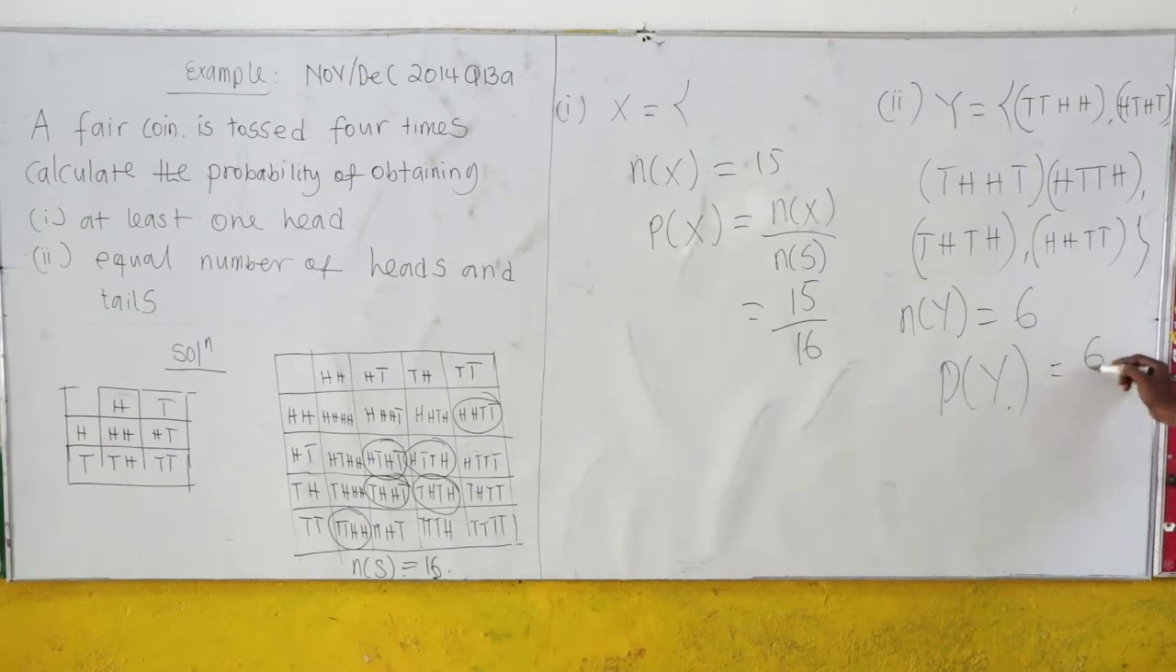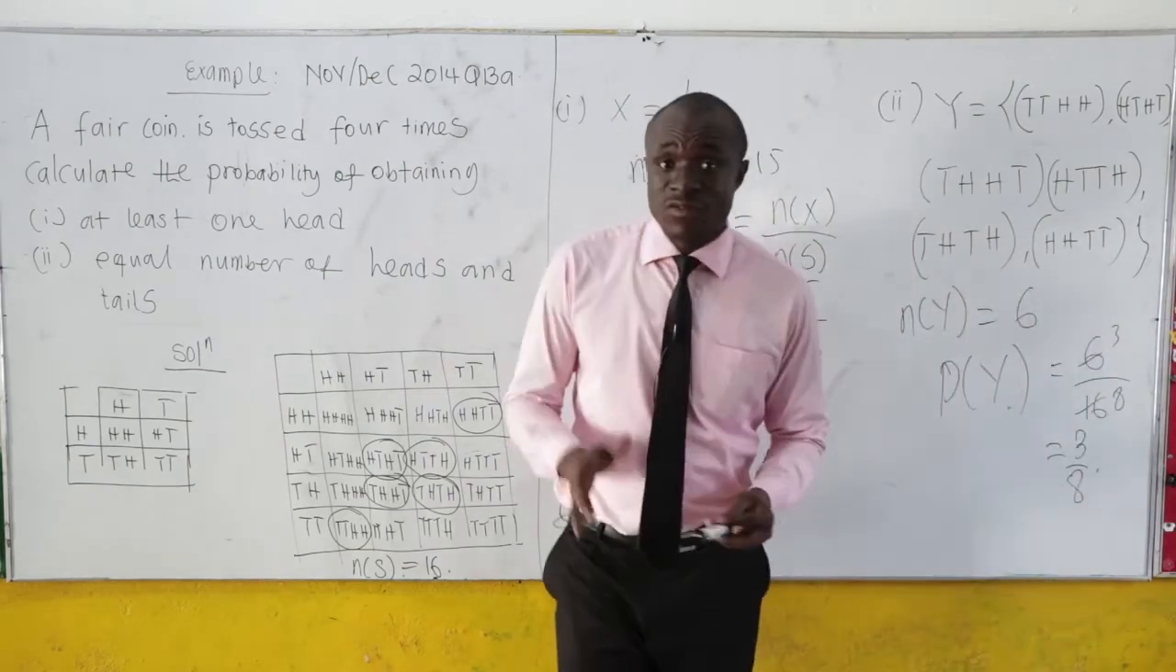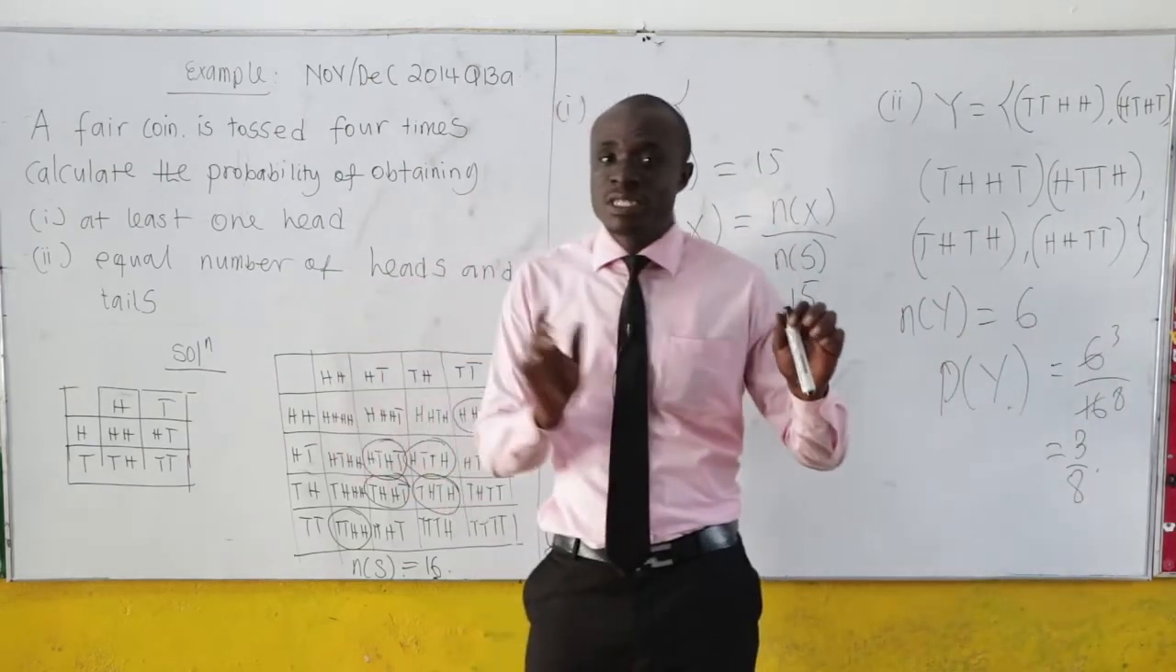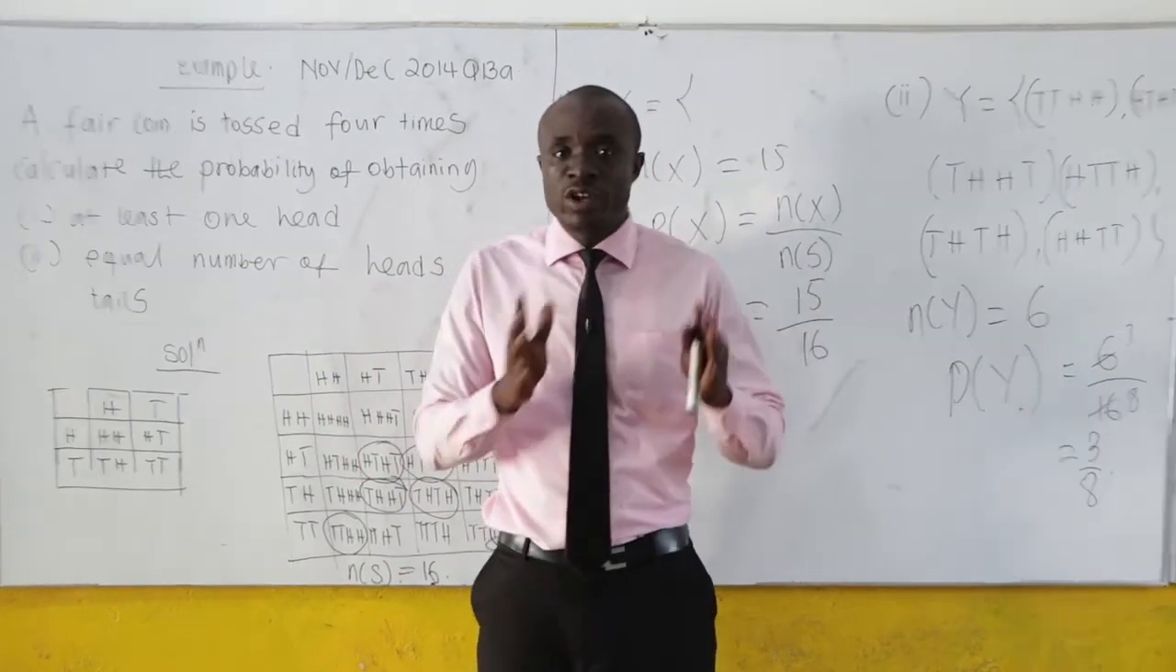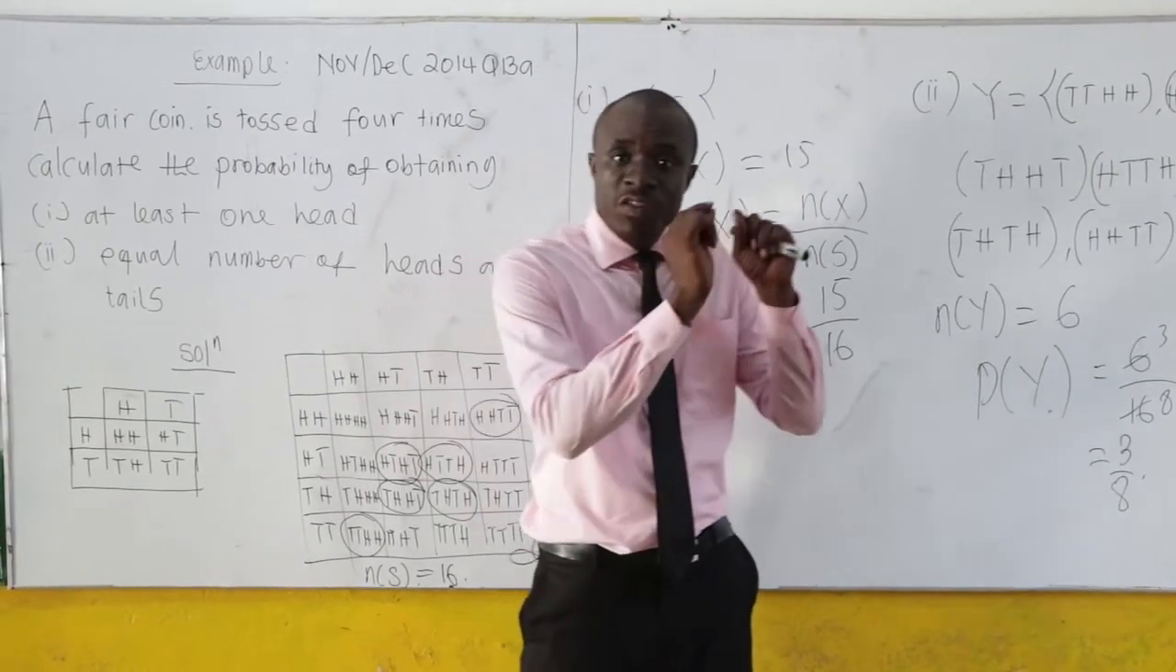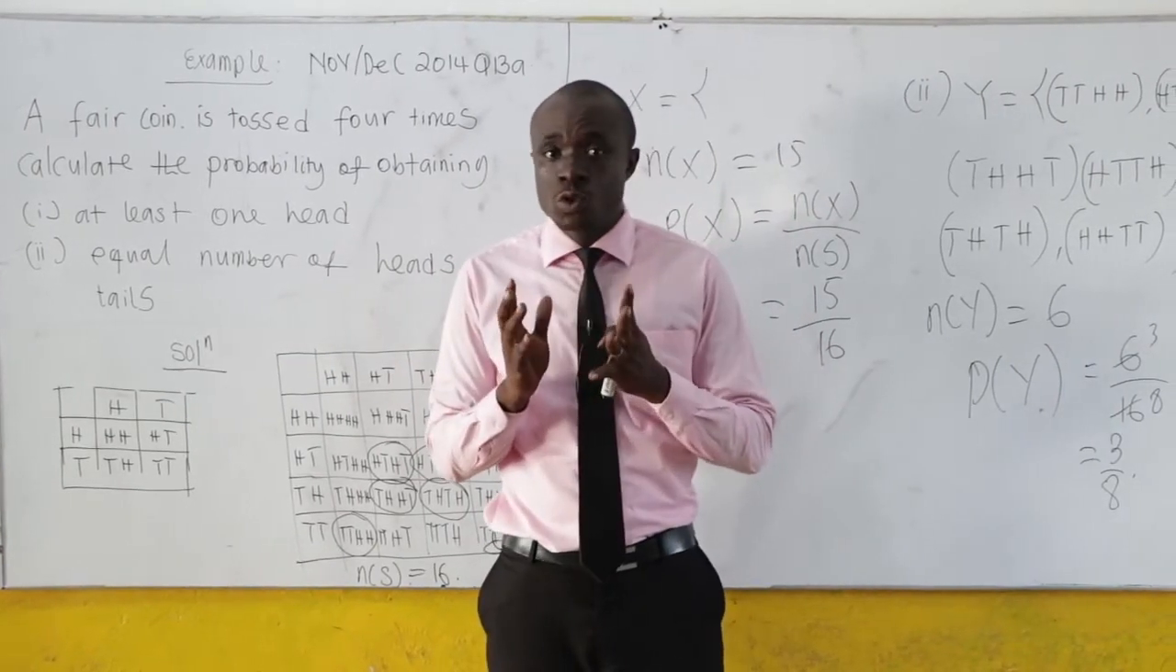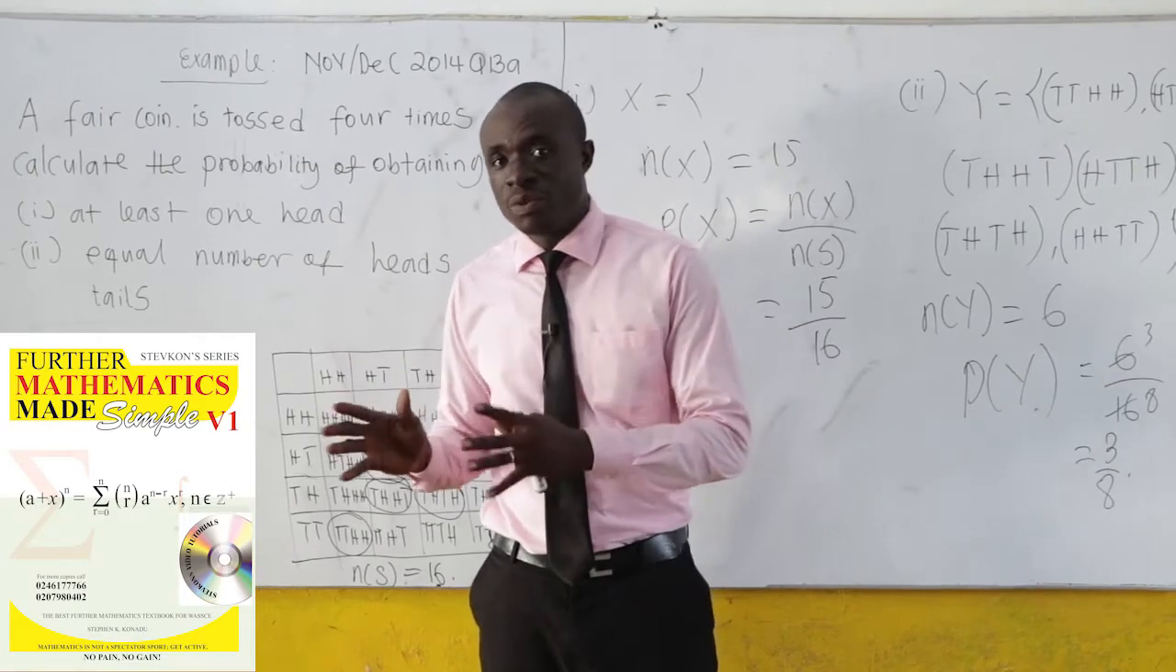So probability of getting equal number of heads and tails is the number of events all over the number of sample space. 2 going into 6, 3. 2 going into 16, 8. So we have our probability to be 3 all over 8. This is very, very trivial. So probability is number of events all over number of sample space. So we should know the event, and then we also know the sample space.